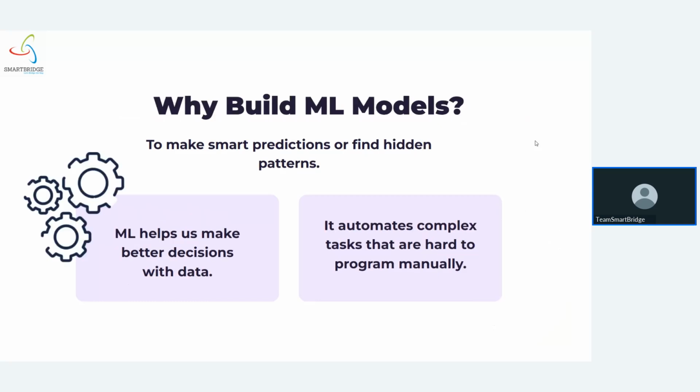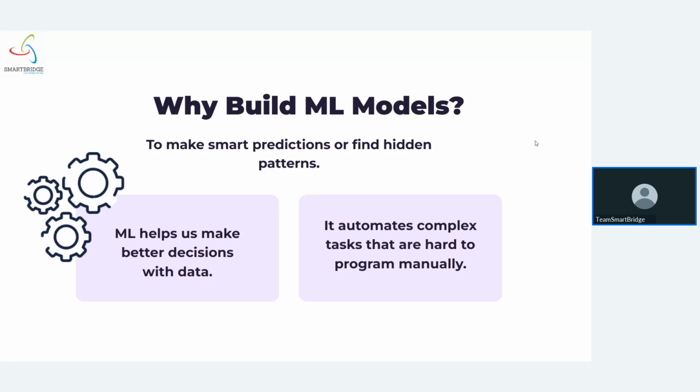Okay, so why build ML models? This is the point. Why do we have to build models in machine learning? If AI is completely machine learning, or machine learning is completely AI, why are there two different terms? To make smart predictions or find hidden patterns. Why is it not called AI separately? If there is a term machine learning, all these things are not considered into AI. They will say it is machine learning only.